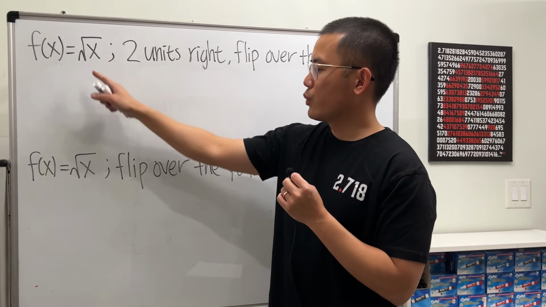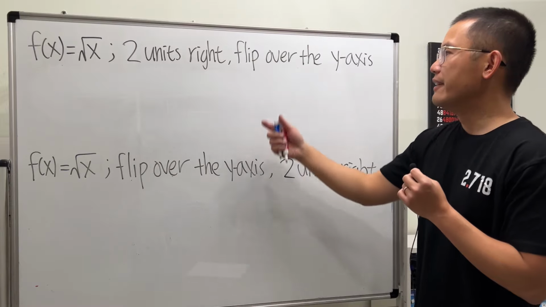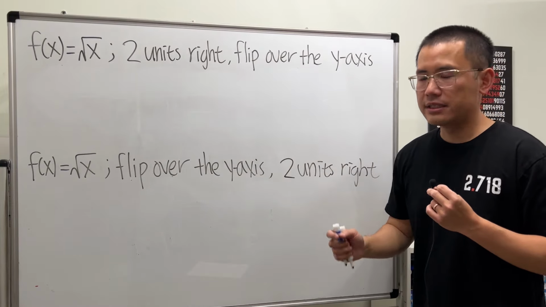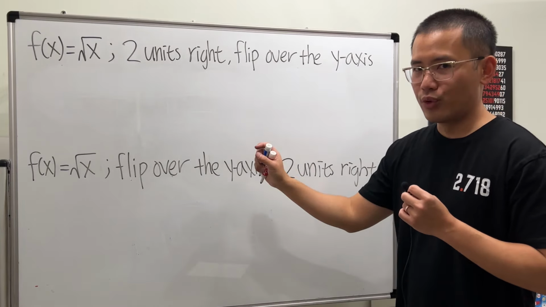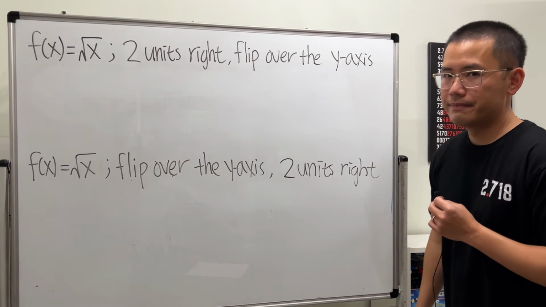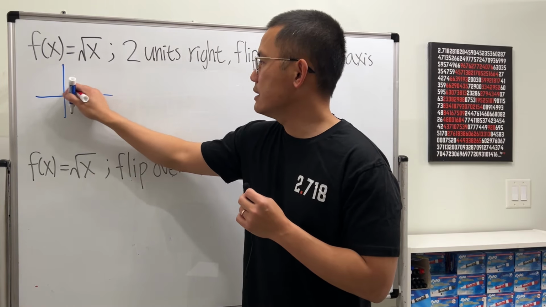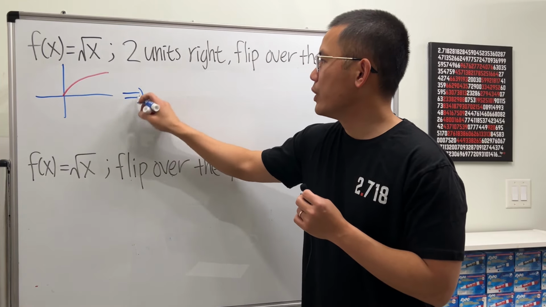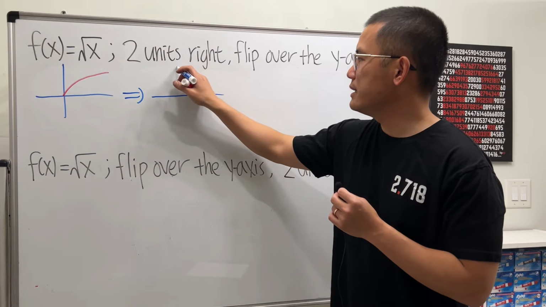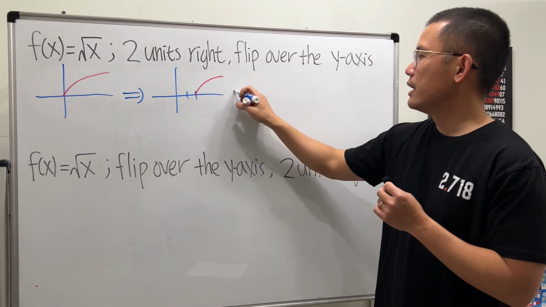We are starting with square root of x, but the first one is we will go 2 units to the right and then flip over the y-axis. But for the second one, we just switch the order. We will do the flip first and then do the shift later. Have a look. Square root of x looks like this. And then we are going to go 2 units to the right. So 1, 2, bring that 2 units to the right.